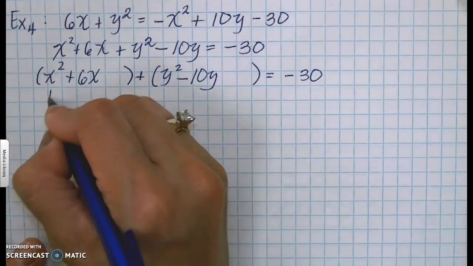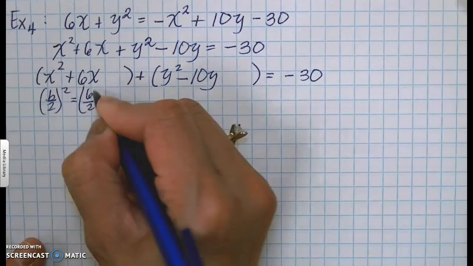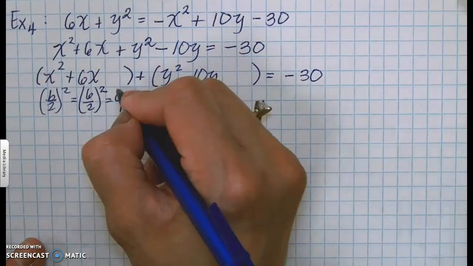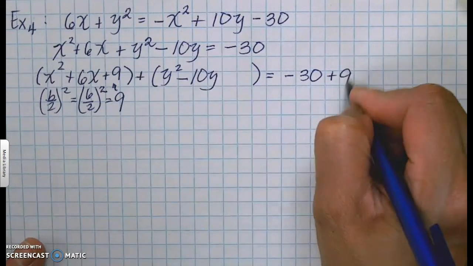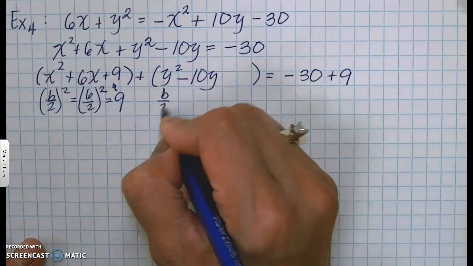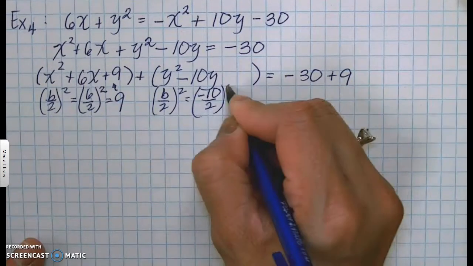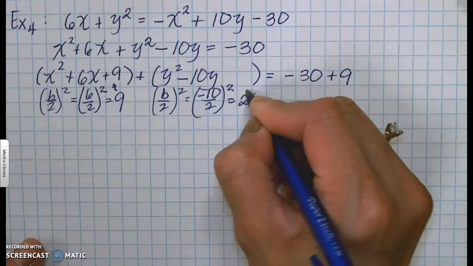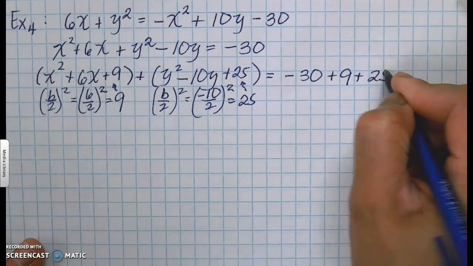Now let's do our b over 2 squared equals 6 over 2 squared. That is a 9, because 6 over 2 is a 3, times a 3 is a 9. So plus 9, whatever you do on that side, you do on this side. So now let's go ahead and do this other one. My b over 2 squared is going to be negative 10 over 2 squared, a negative 5 times a negative 5, which is a positive 25, which you will add here. So plus 25, whatever you do on that side, you do on this side.